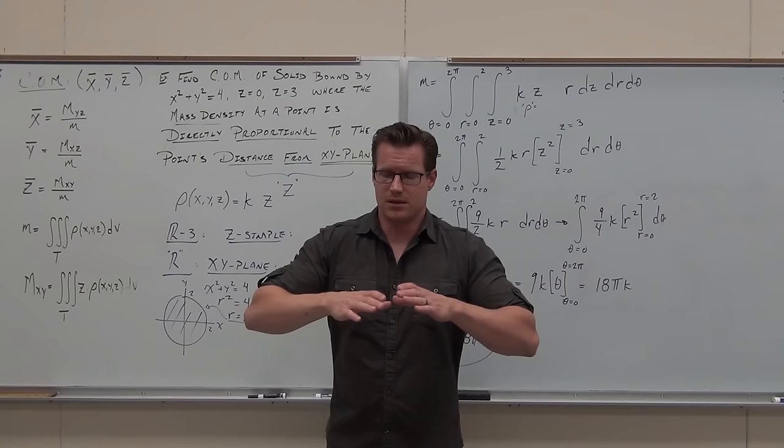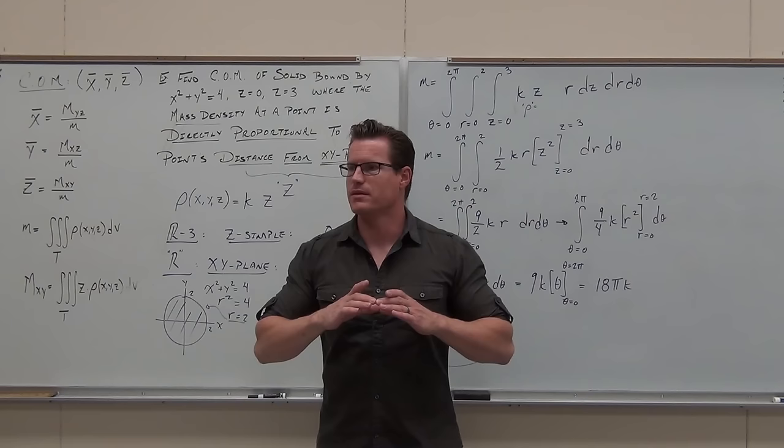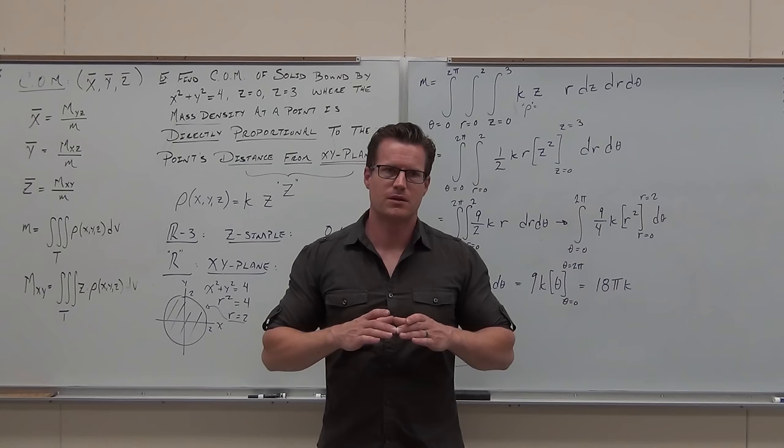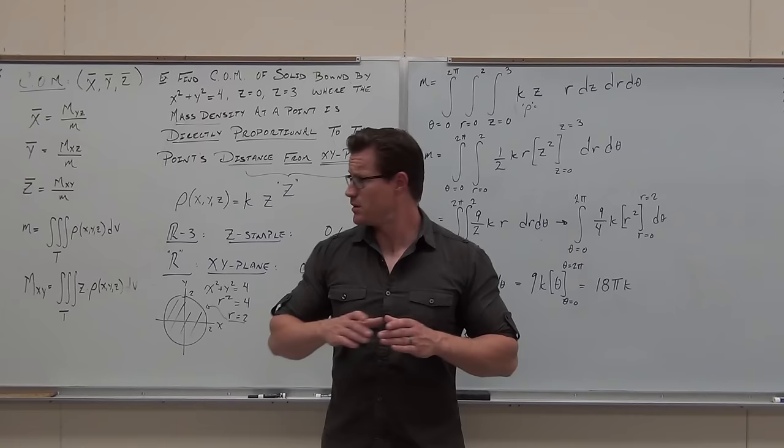So at any given disk, the center of mass is going to be right in the center. Whoop! Right on the button, man. Right there. It's going to be right in the center of that. Can you picture it? This is how you cheat. You go, okay, if I understand that the mass density is only changing along the z-axis, it can't be changing along the x and the y.